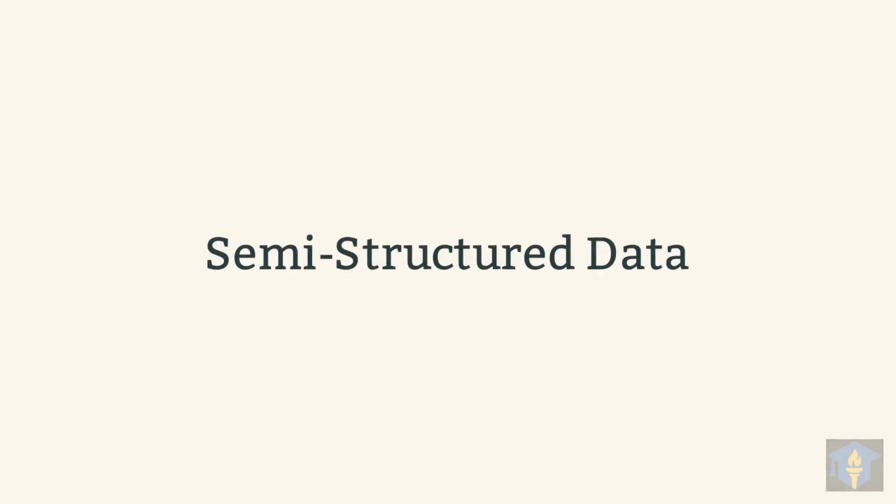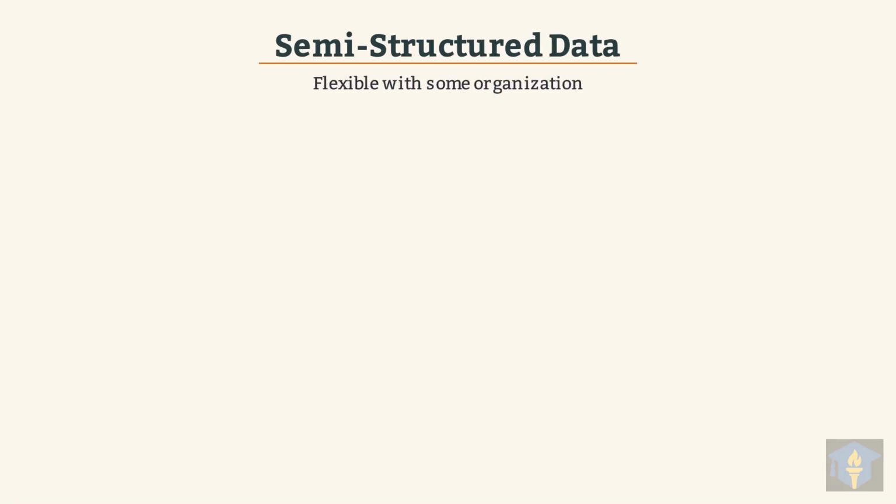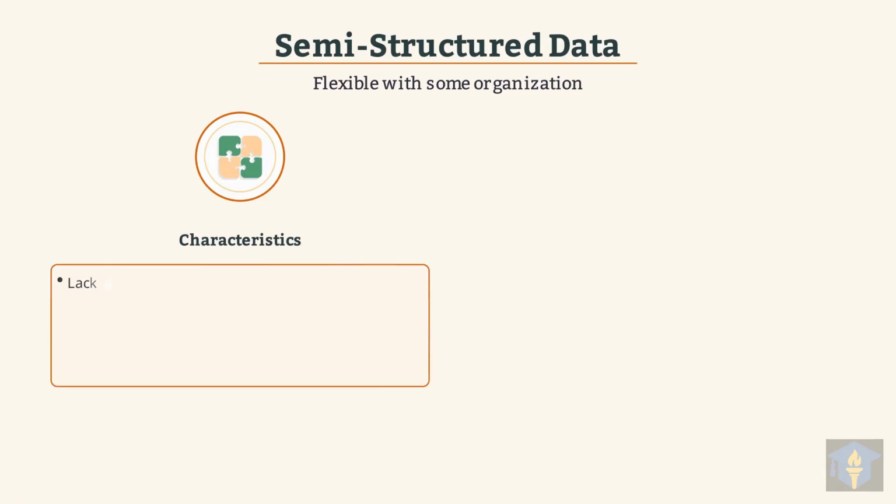Moving on, let's explore semi-structured data, which bridges the gap between structured and unstructured. This type of data is flexible, yet it retains a certain level of inherent organization. First, let's look at the key characteristics that define semi-structured data. A primary characteristic is its lack of a rigid schema, allowing for greater adaptability. It often comes in a flexible format, adapting to evolving data requirements easily. Additionally, semi-structured data is often self-describing, with tags indicating content.